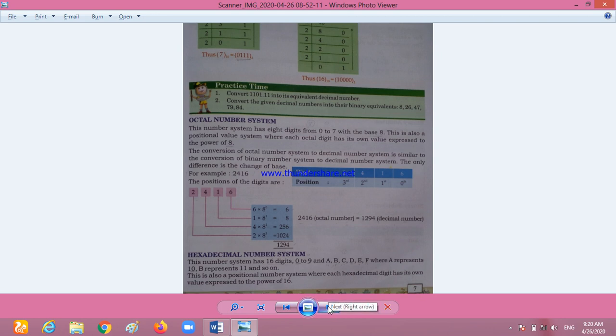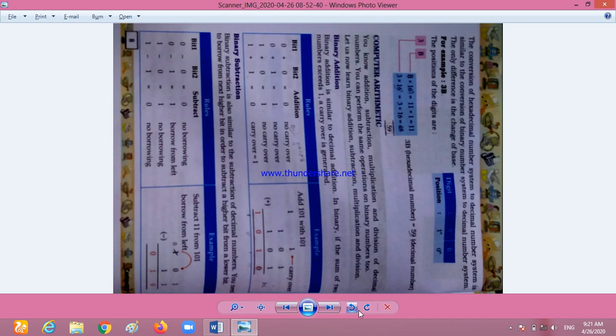The last topic is the hexadecimal number system. This time we use 16 digits: 0 to 9, which gives us 10 numbers, and for the last 6 digits we have A, B, C, D, E, F. A represents 10, B represents 11, C represents 12, D represents 13, E 14, and F 15. Now let's look at how we can do this.